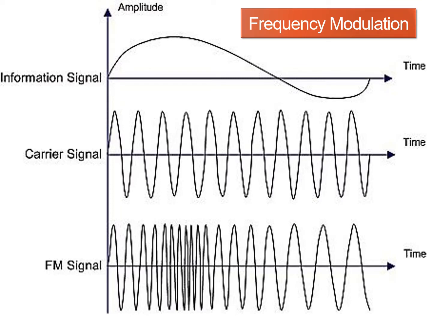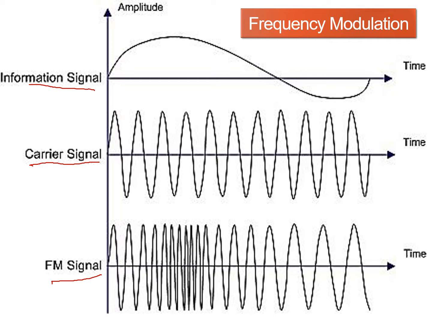So here is the frequency modulation waveform. Here is the information signal, our baseband. Here is the carrier signal generated by the oscillator, and here is the output of FM. As you can see here, the frequency of the carrier wave is changed according to the information signal.